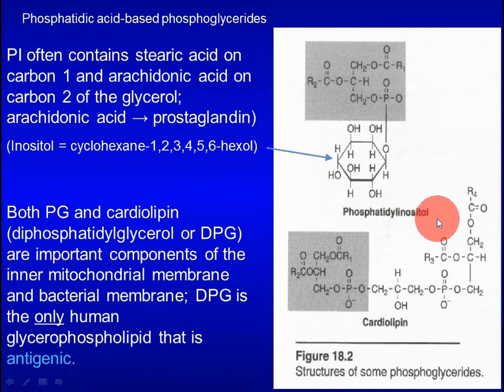Phosphatidylinositol, or PI, contains stearic acid at the C1 position and arachidonic acid at the C2 position of the glycerol. Therefore, PI supplies the precursor for prostaglandin synthesis. Both PG and cardiolipin are important components of the inner mitochondrial membrane and bacterial membrane. Cardiolipin is the only human glycerophospholipid that is antigenic.